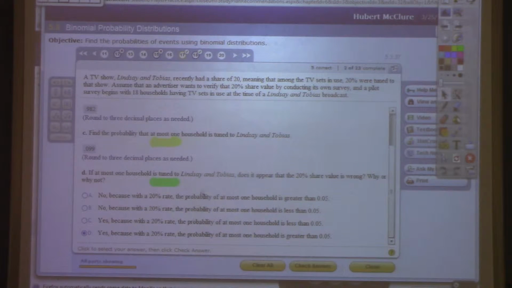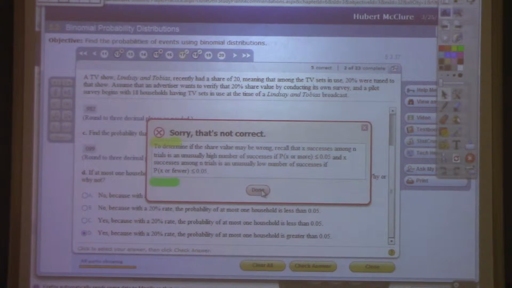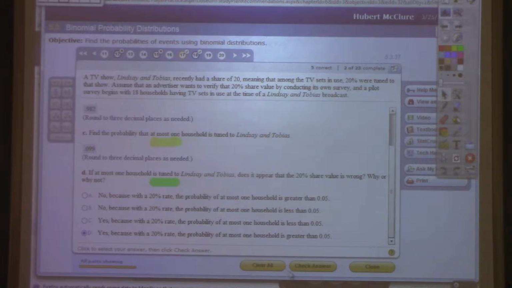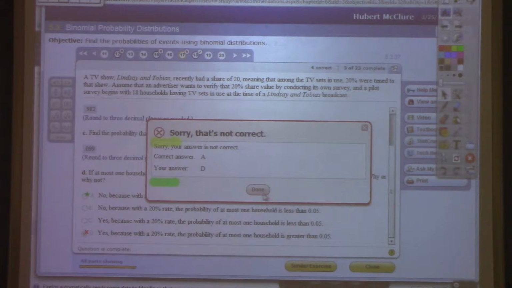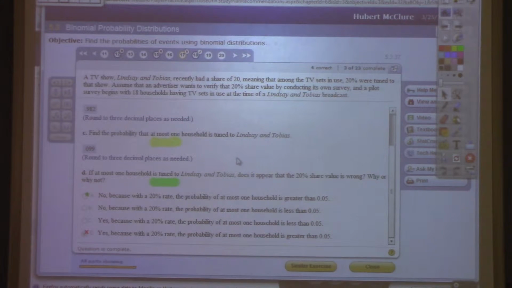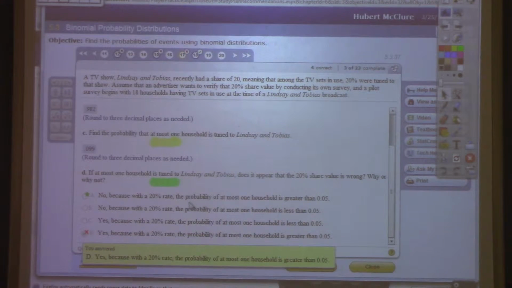I don't really have too much confidence in these questions, if you want to know the truth about it. I have confidence in my math, but I don't have confidence in these questions. See? So I don't know what the answer is. I don't understand that. The probability of at most one household is greater than 5%.